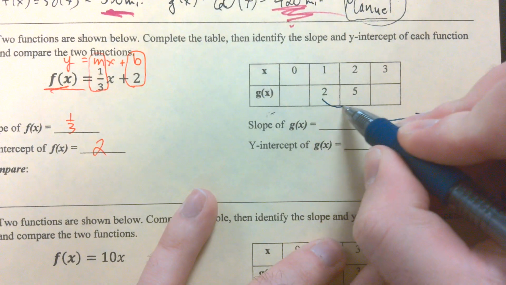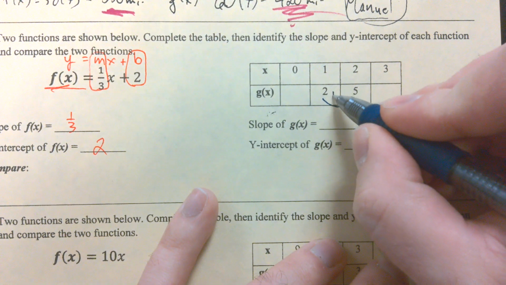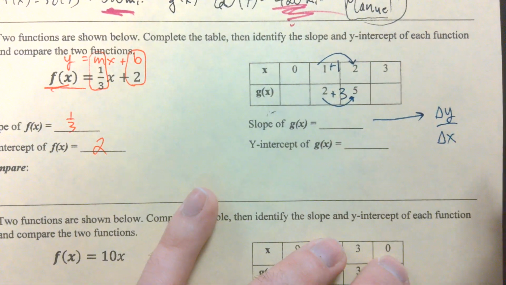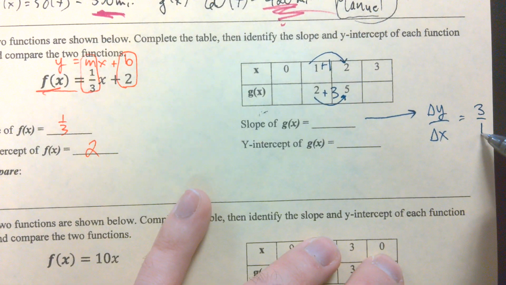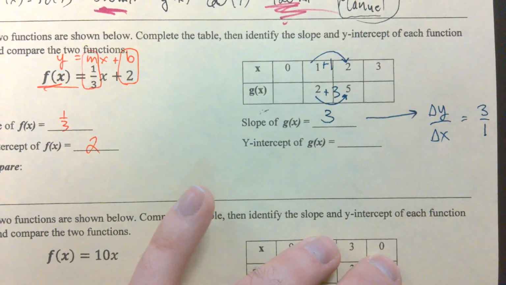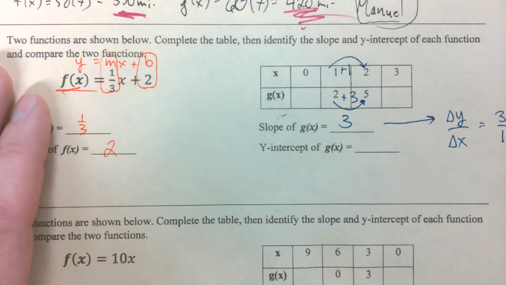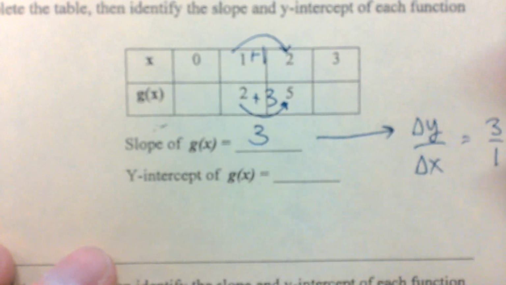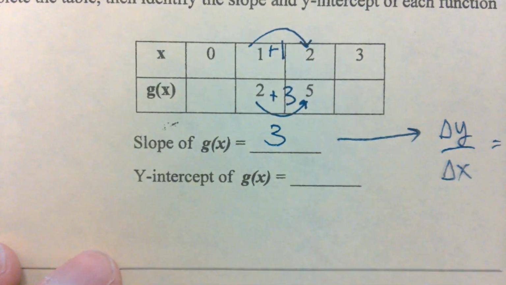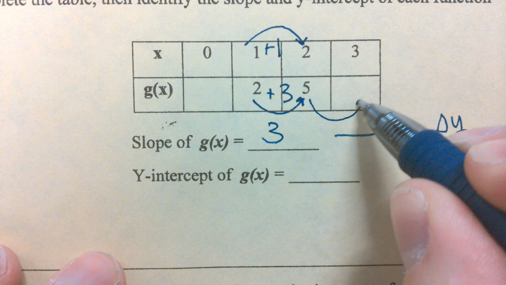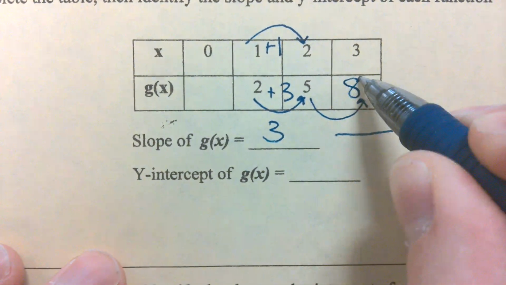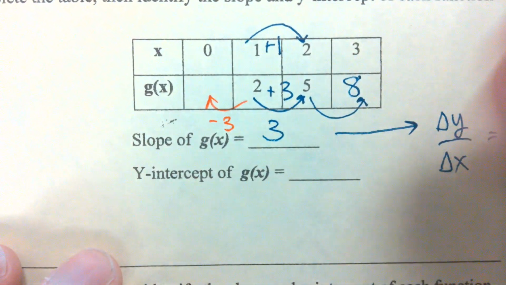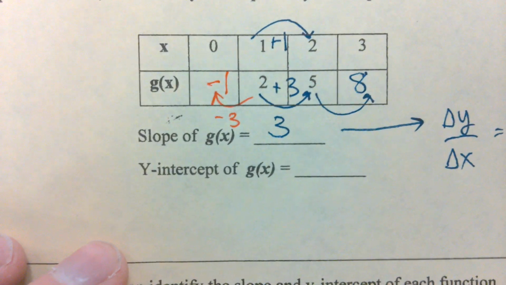My change in y from 2 to 5 would be what? Plus 3. My change in x from 1 to 2 would be plus 1. 3 over 1 just gives me 3. If we continue this pattern, if we're going plus 3 to the right, what's my next y value going to be? 8. And if we go minus 3 to the left, negative 1 is what we get.